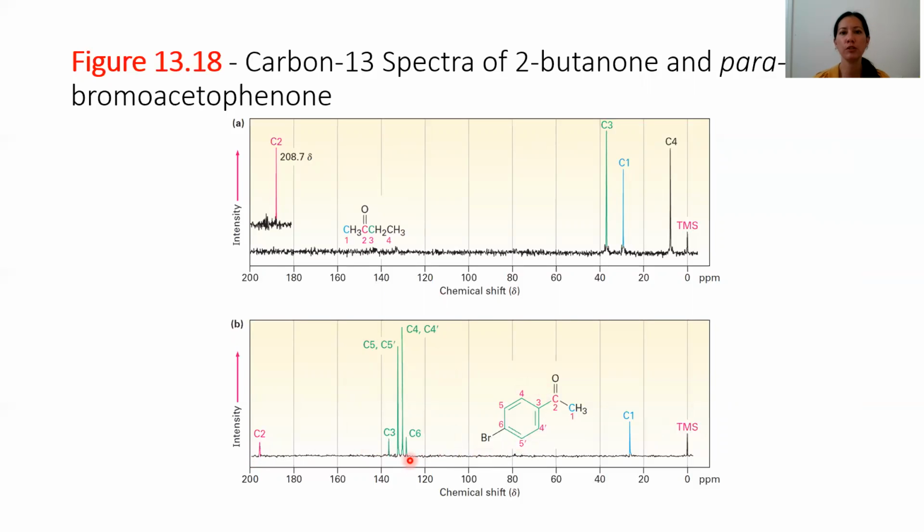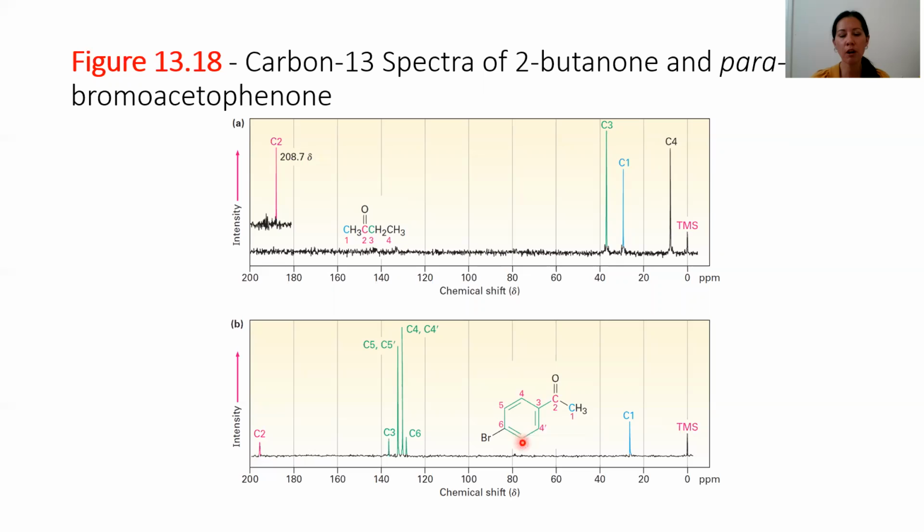How many peaks should you see? How many different carbons do you see? The benzene ring has 6 carbons, but there's some symmetry. So this first one next to the carbonyl is one distinct carbon. But the 2 carbons after that, 4 and 4 prime, those are equivalent.